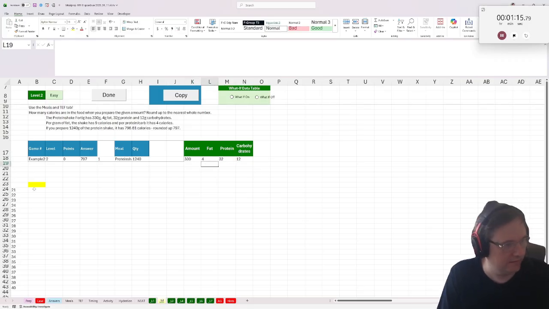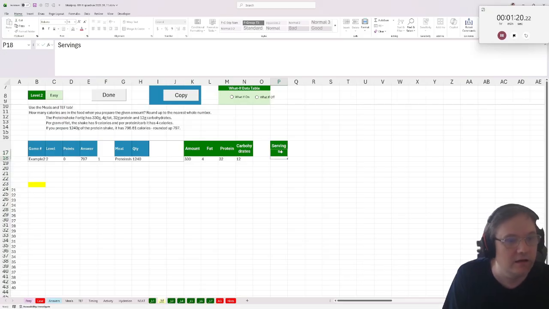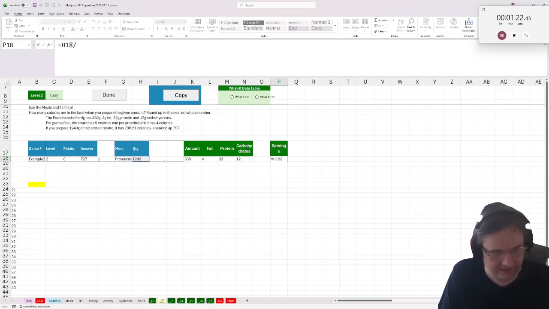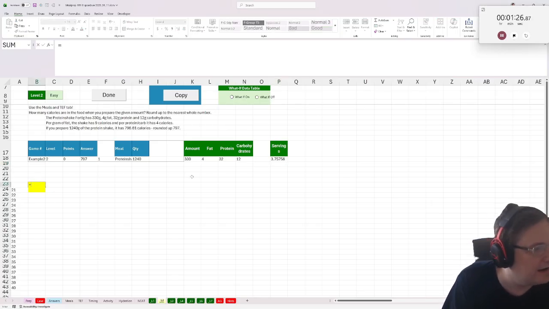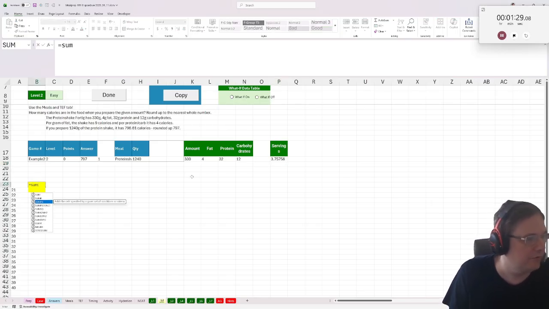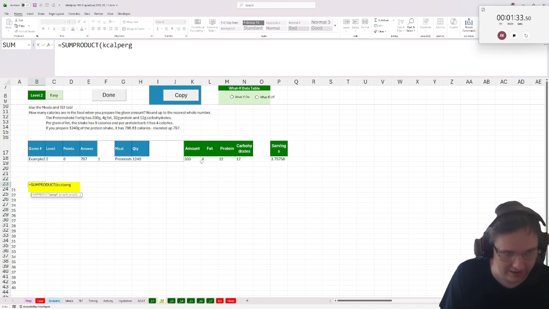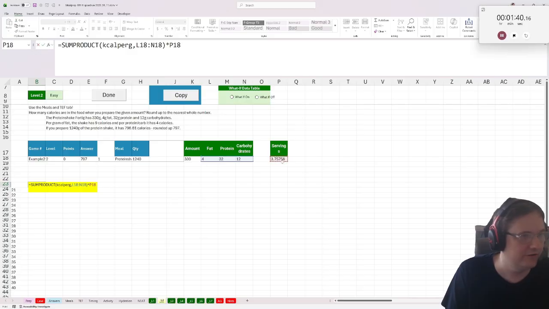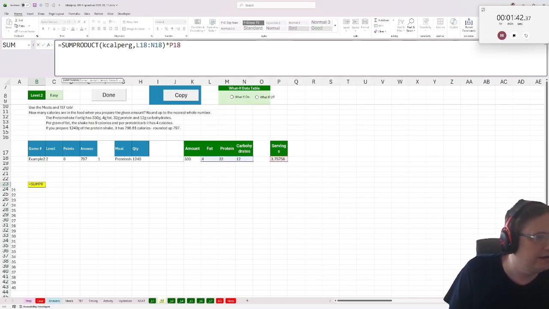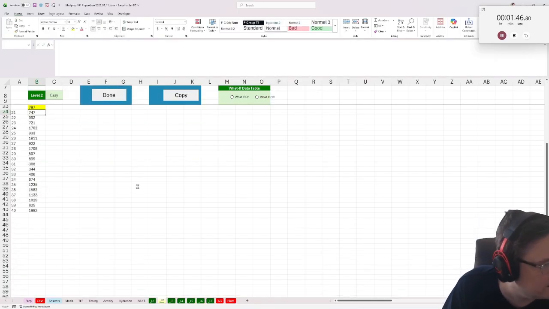All right, so now I need to know the servings. So servings is the amount I want to eat divided by the amount per serving. So now I am some product of the kilocalories per gram of the macronutrients times the amount of the macronutrients, and the whole thing times the number of servings, and the whole thing ceiling rounded to get level 2.